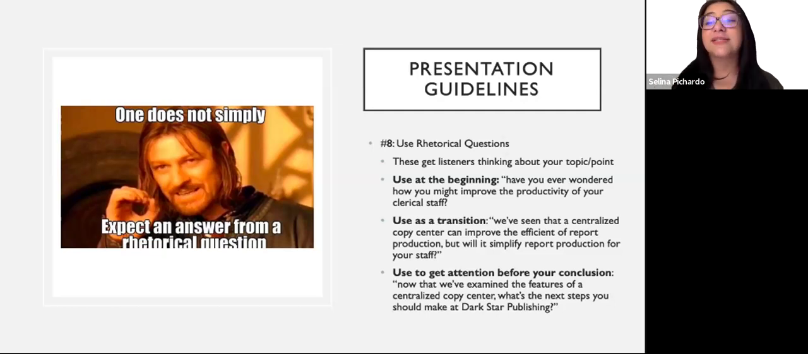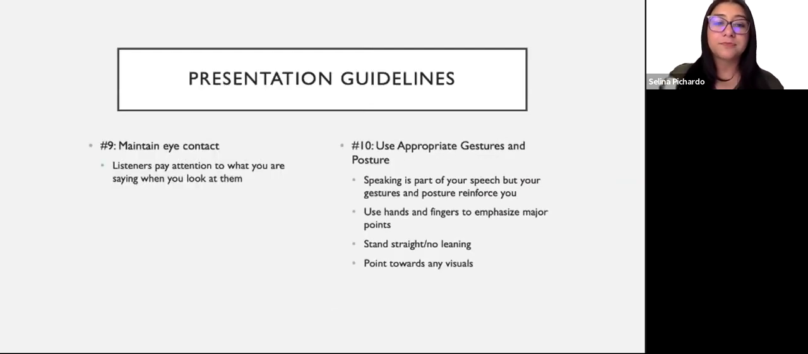For example: we've seen that a centralized copy center can improve the efficiency of report production, but will it simplify report production for your staff? Well, I don't know. And then you're going to go into the next point. Or you can use it to get people's attention before your conclusion or before you end the speech. You can say, now that we've examined the features of a centralized copy center, what are the next steps you should make at Dark Star Publishing? And that's how you really conclude, and you tell them the solution, or you tell them what you are asking for. Rhetorical questions can be super helpful, so try to use them if possible.